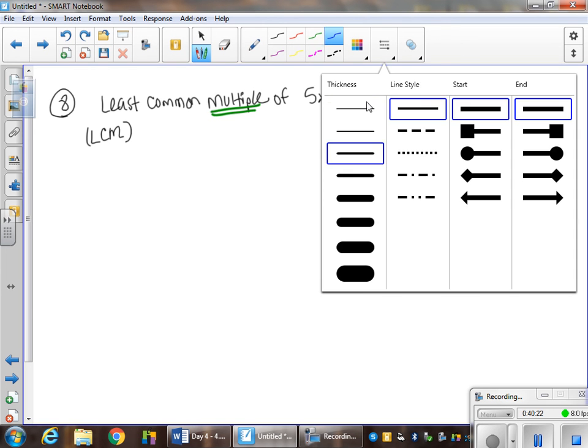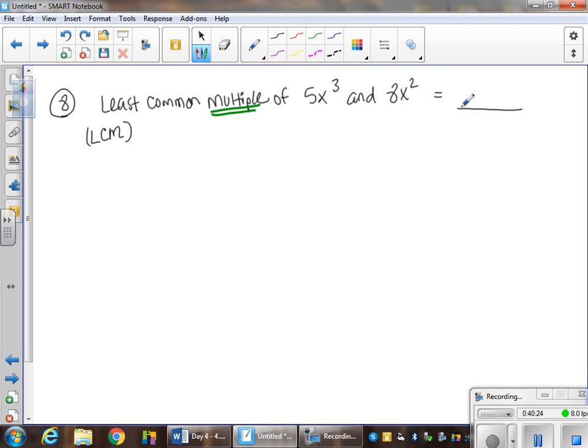Okay, hopefully you said 40x cubed. So multiple, think multiply. If you didn't match me, let's talk about it. If you did, go ahead and fast forward to number 9. So if I look at multiples of 5 and 8, I'm going to count up by the bigger number and stop when I hit a multiple of 5. 8, 16, 24, 32, 40, there it is.